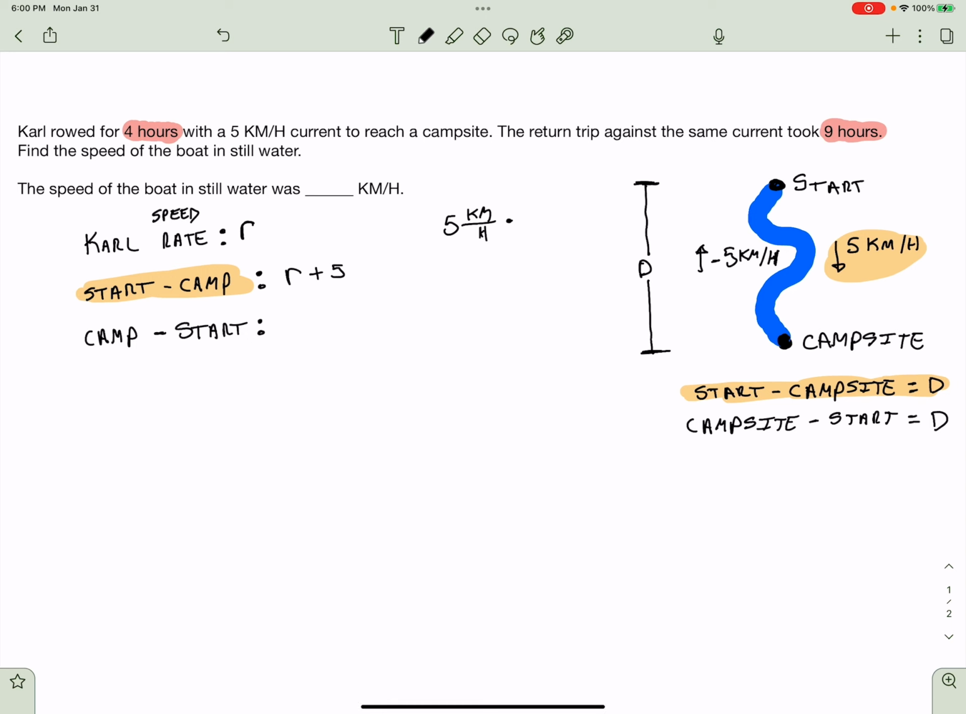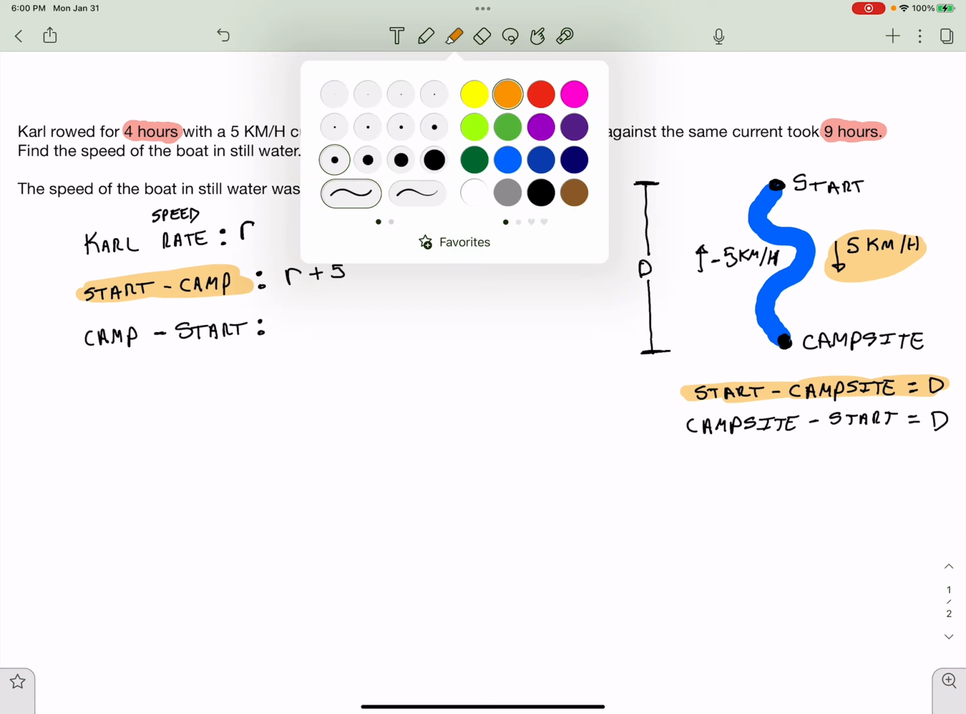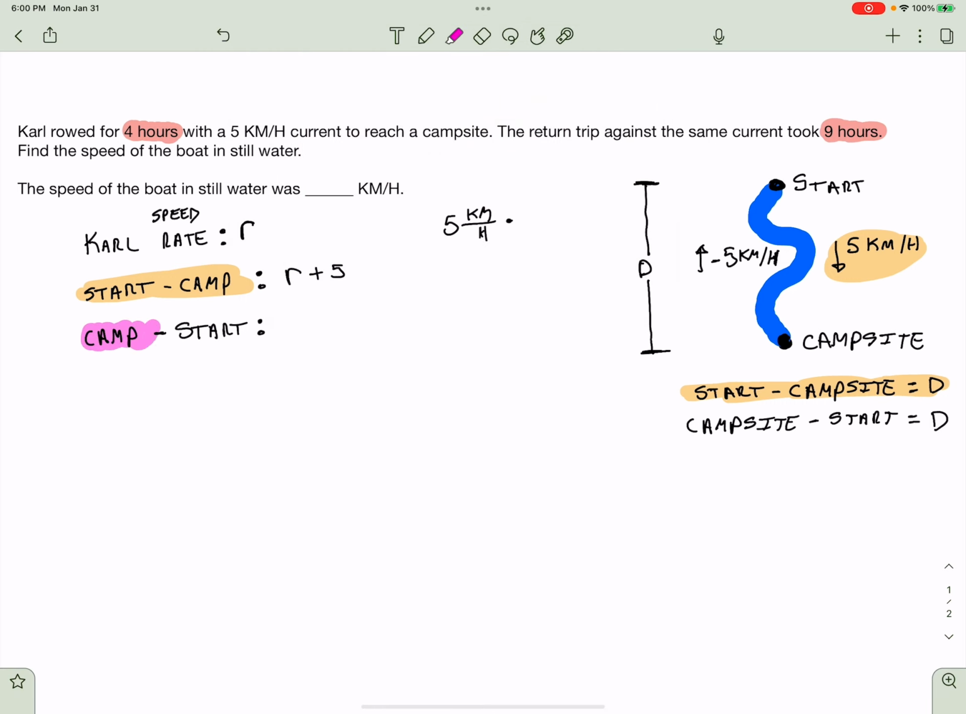Now we're going to go the other way, from camp to start. And in that case, we are subtracting 5 kilometers per hour, because we're traveling at the rate Carl travels, but the river is pushing against us at 5 kilometers per hour. So this is our new rate for each one.